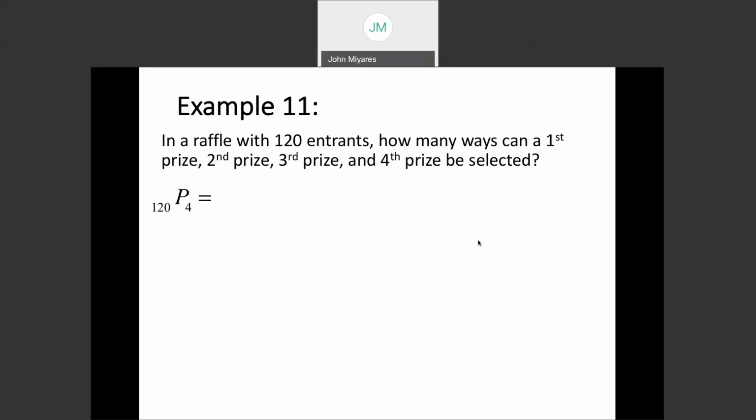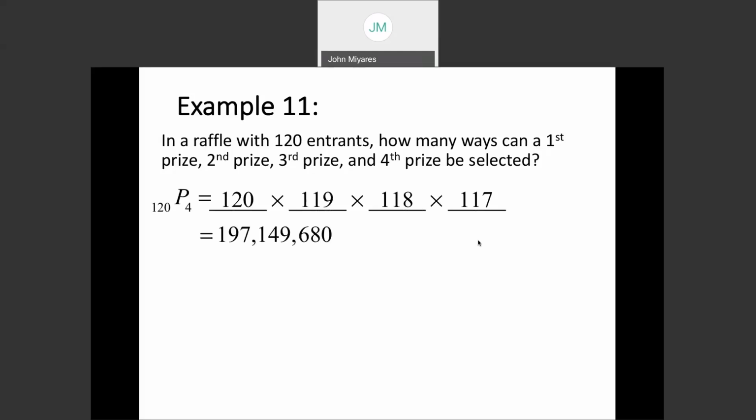Symbolically, we can write this as 120P4. Out of the 120 people, we're going to pick 4 to get our prize. And the order is going to matter because the prizes are specific. Computing permutations is just a matter of filling in slots, so I can take 120 times 119 times 118 times 117, and we'll multiply this out. We'll get 197,149,680.